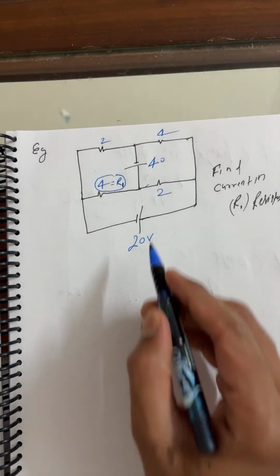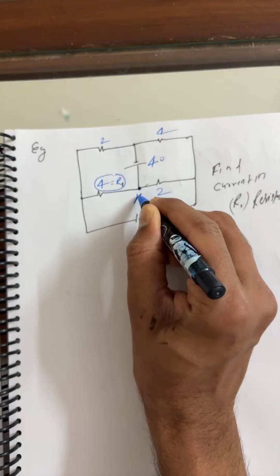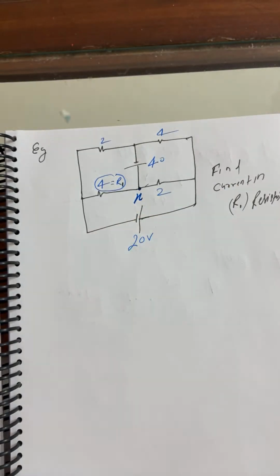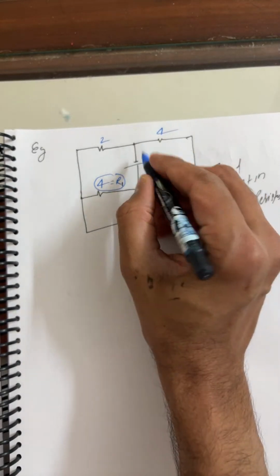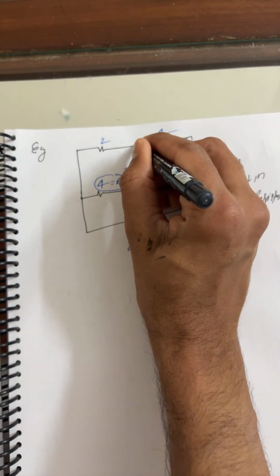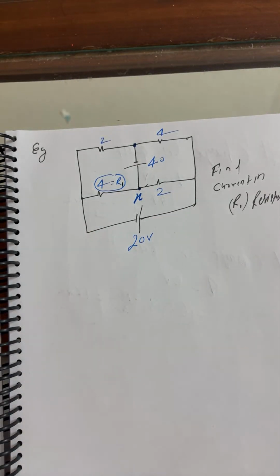So let us see, student. This is the point here, I'm calling X. If this is X, so current will flow from here. So this is the junction point. Always you have to take the junction point as a higher potential.